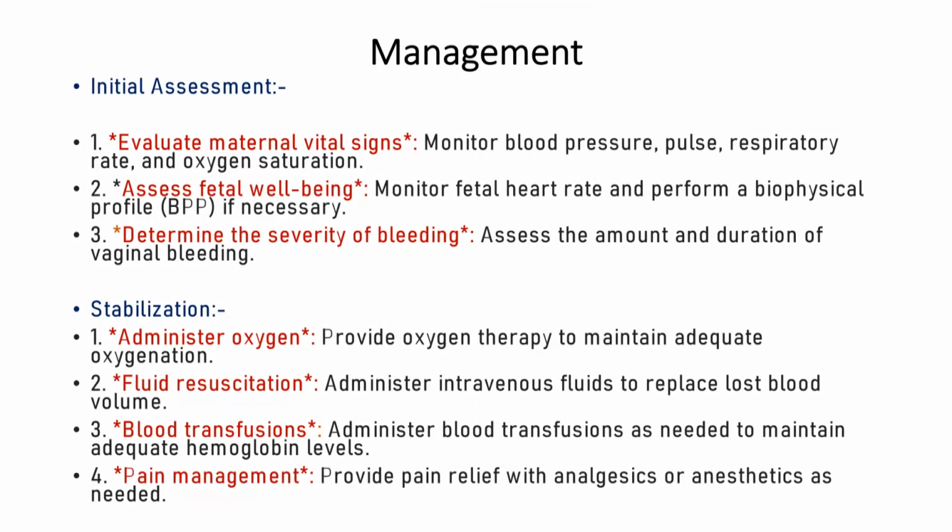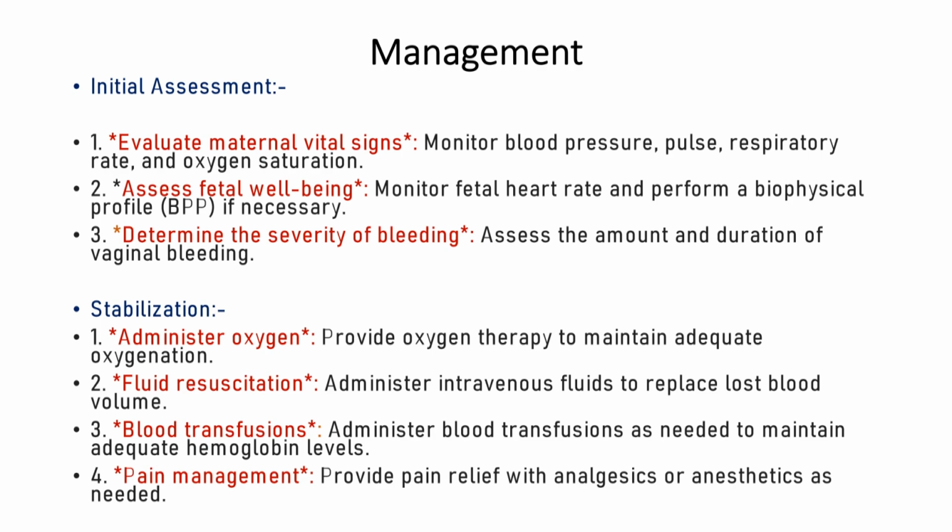Here we reach the management aspect of abruptio placenta. First one is initial assessment. In that, evaluate maternal vital signs, which include monitoring the blood pressure, pulse, respiration and oxygen saturation. The second one is assess fetal well-being. Monitor fetal heart rate and perform a biophysical profile if necessary. The third one is determine the severity of bleeding. Assess the amount and duration of vaginal bleeding.